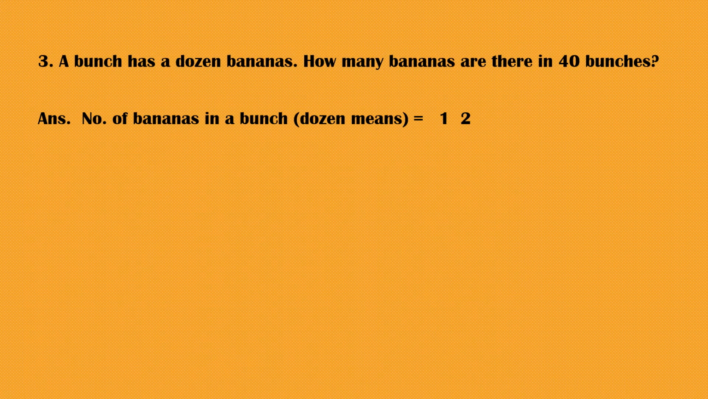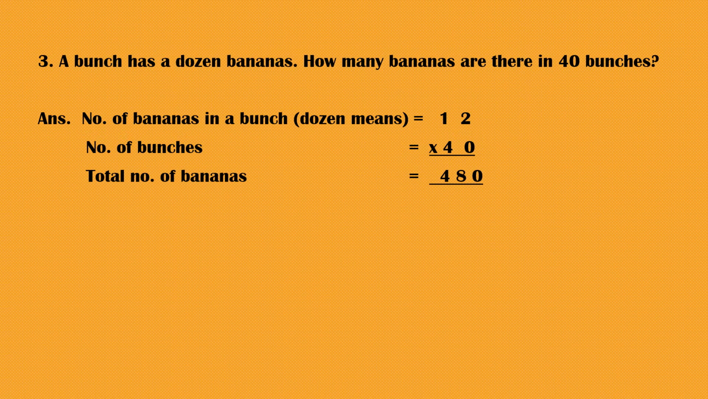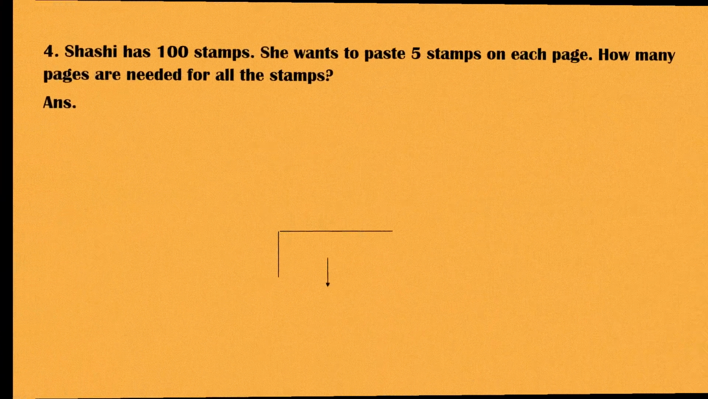So first you mention the number of bananas in a bunch. That is dozen. Dozen means 12. And the number of bunches is 40. So multiply, children. You will get 480. Now here what you will do? Put 0 first at the one's place because there is a 0 in 40. Then 12 multiplied by 4. Either you do it directly or you can multiply in this way also. 4 2s are 8, 4 1s are 4. So the total number of bananas is 480.